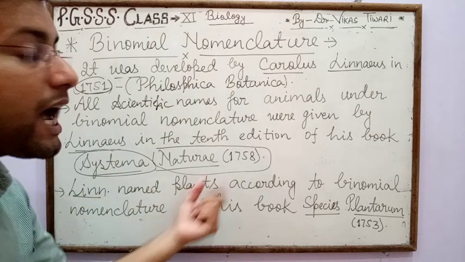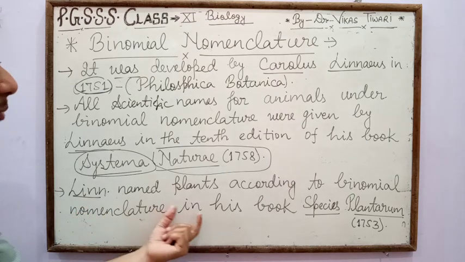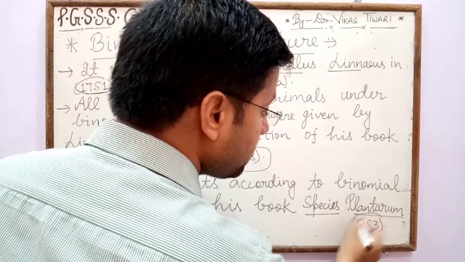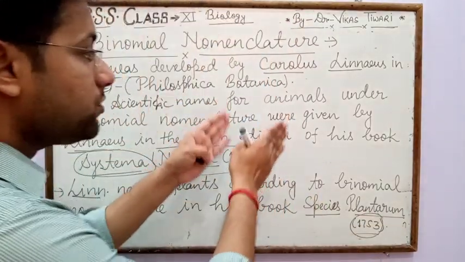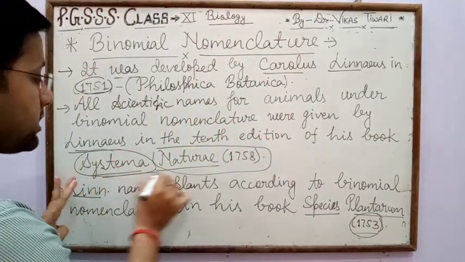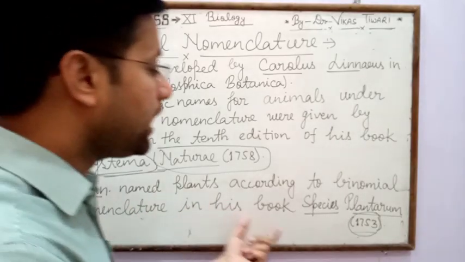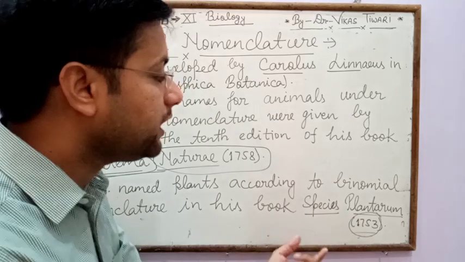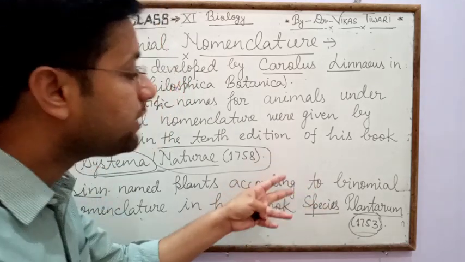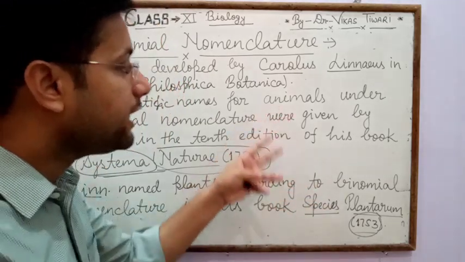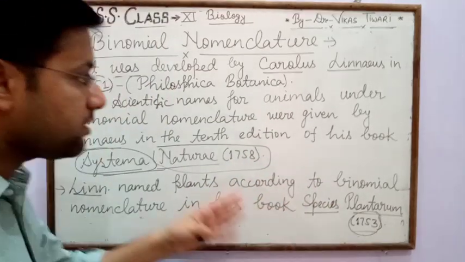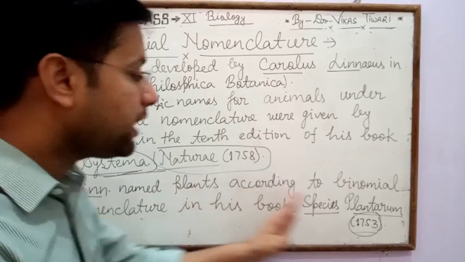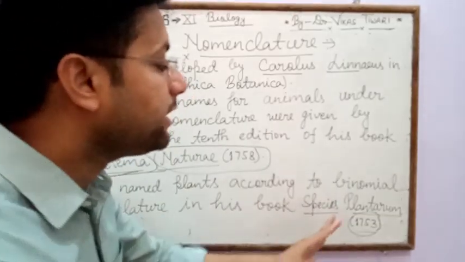Linnaeus named plants according to binomial nomenclature in his book Species Plantarum, in 1753. So for animals it is Systema Naturae and for plants Species Plantarum. There are two different books, one for animals and another for plants. The animals book name is Systema Naturae and the plants book name is Species Plantarum.